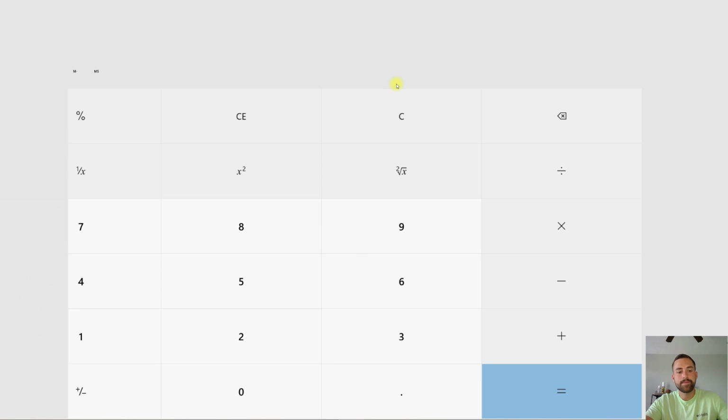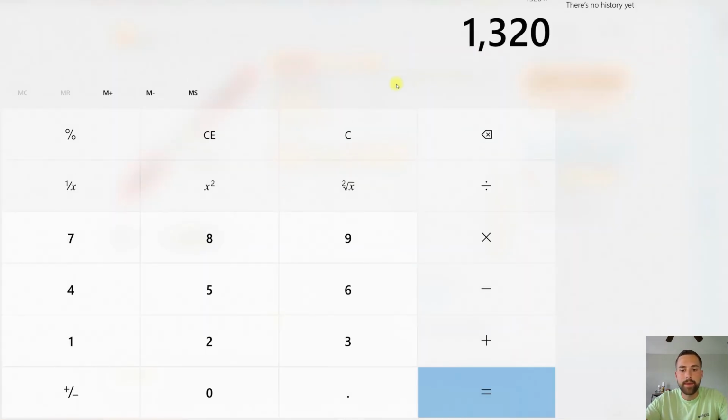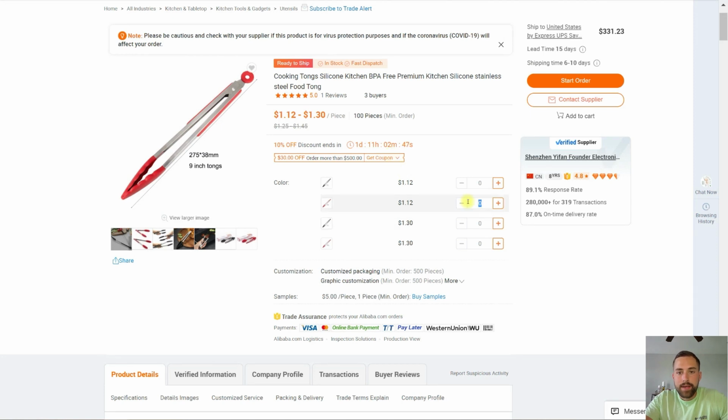So we'll get our calculator out. We'll take 50% of that number. I'm not going to do that in my head. 660 units. So we can do that.